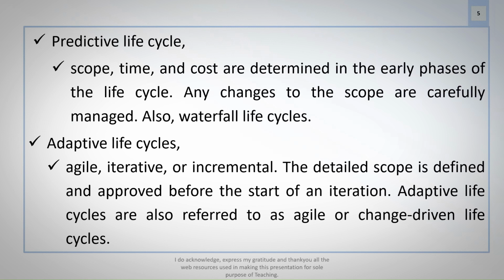What is adaptive life cycle? Another name for adaptive life cycle, a very famous name in the industry, is agile, iterative or incremental. The detailed scope is defined and approved before the start of an iteration. Adaptive life cycles are also referred to as agile or changeable life cycle. The basic thing here is that we'll take up this agile topic in our next session, but let me just brief here.